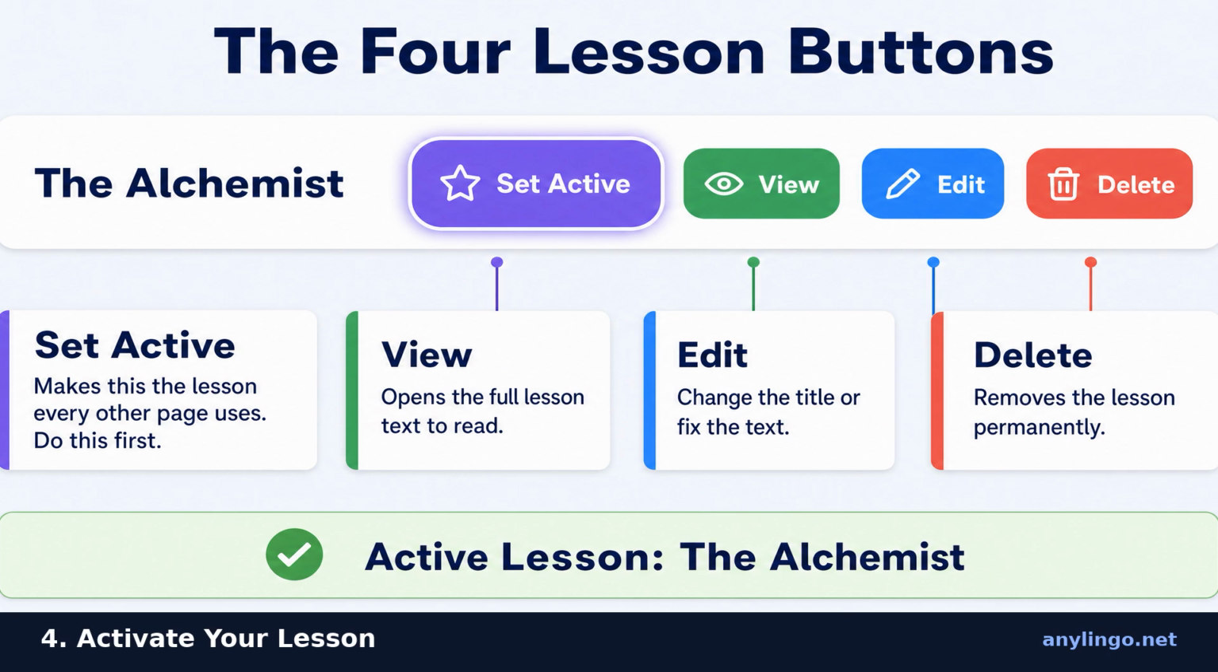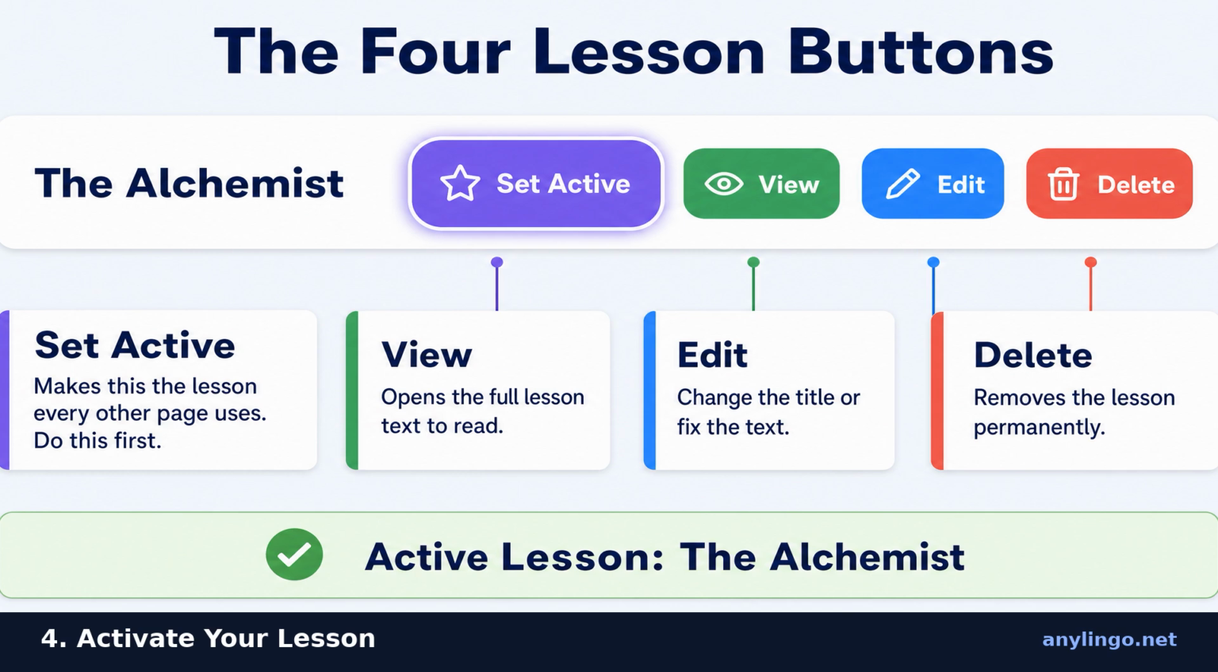The green View button opens the lesson, so you can read it in full. The blue Edit button lets you change the title or the text itself, which is handy if the AI produced a sentence you want to simplify or a word you want to swap. And the red Delete button removes the lesson permanently, so use it deliberately. Let us activate our sample lesson, step by step.